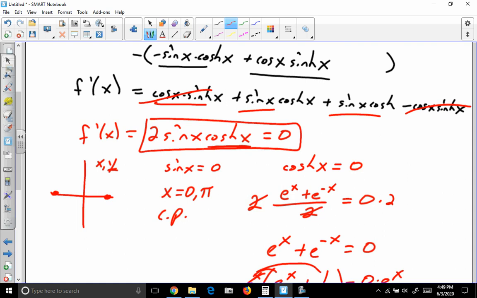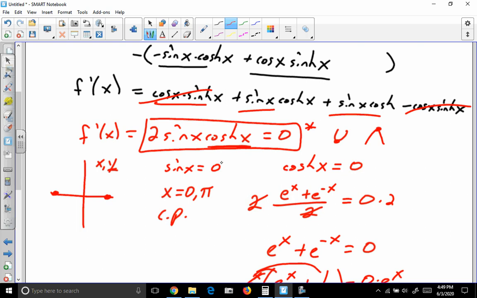Now, to find out which one's a maximum and which one's a minimum, we could come back here and get the second derivative and use the second derivative test to find out at 0, are we concave up or concave down? And at pi, are we concave up or concave down, to determine if we have minimums or maximums.